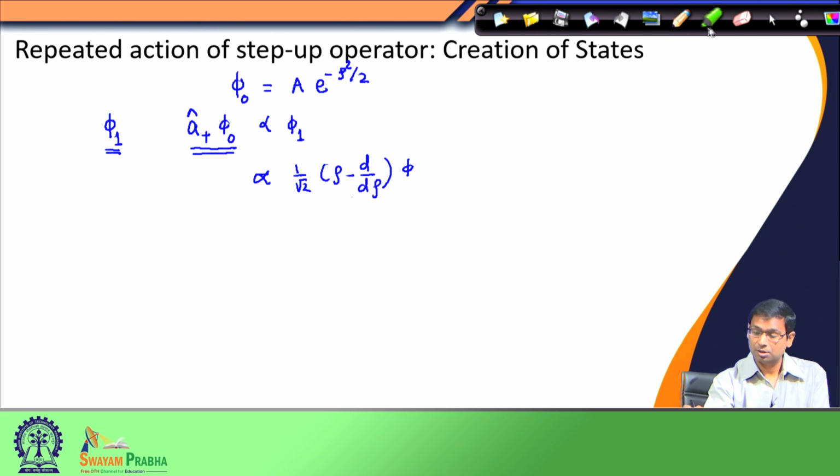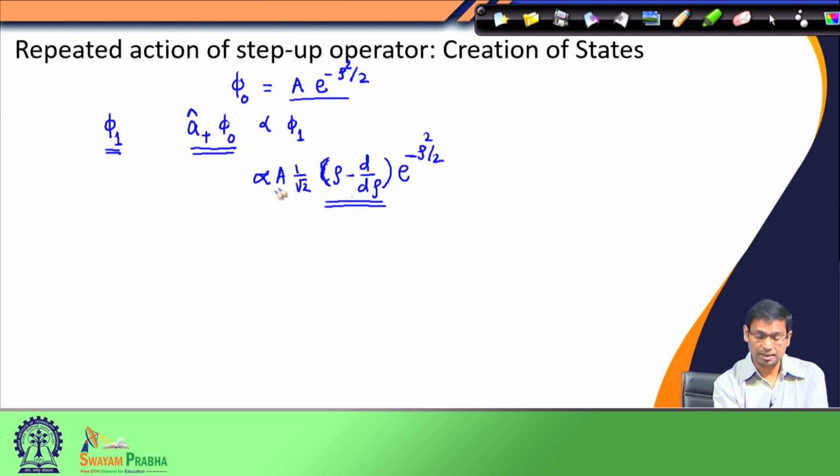Instead of writing phi 0, I will use the functional form. So, I have a, which is a normalization constant. I am keeping that constant here and writing down e to the power minus rho square by 2. The reason I am bringing this to the left side is that it is important for you to realize that rho is an operator whose action is simply multiplication, but this is a differential operator. So I have to differentiate the function that comes after this operator with respect to rho.